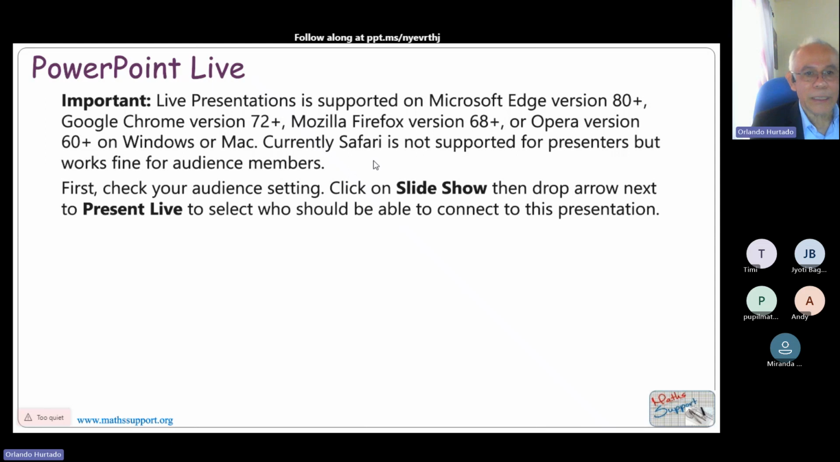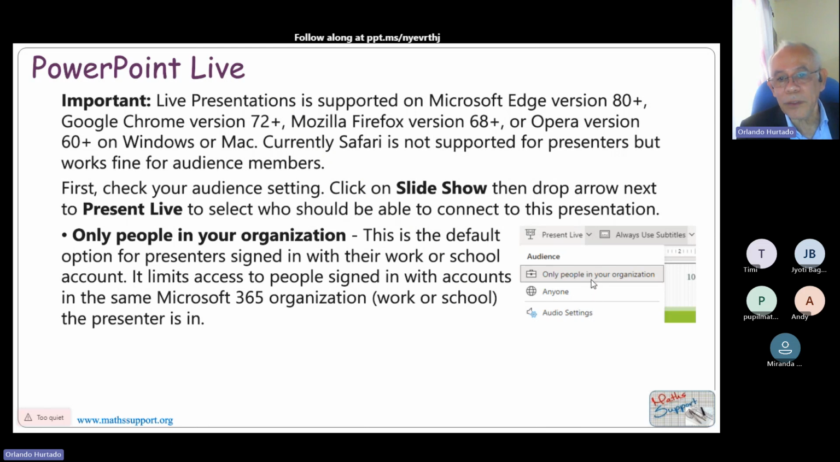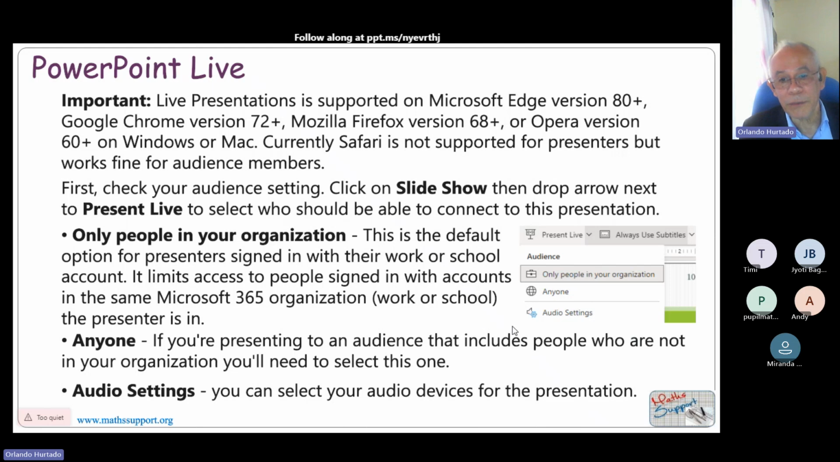Okay. Check your option settings. You click on Slide Show, then the drop-down arrow next to Present Live. Here we have an arrow. You click on the arrow, and you can see "Only people in your organization" or "Anyone." For students, I feel it's better to use "Anyone can join," right? And you check your audio settings as well, right? To select your audio devices for the presentation. So the audio device could be your headphones and your microphone connected to the PowerPoint Live presentation.